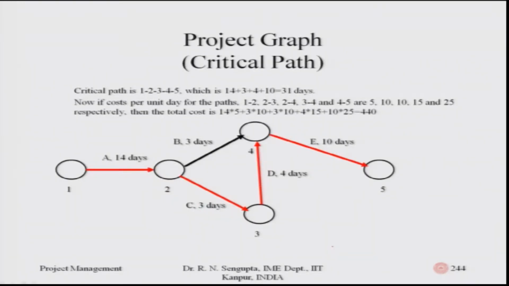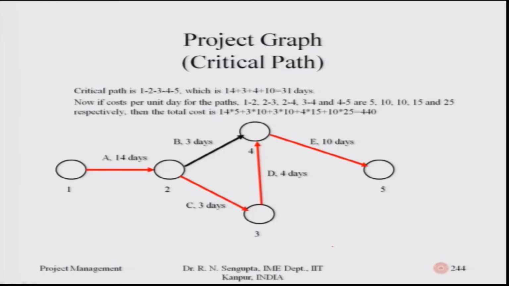So, as I mentioned in the last diagram, the critical path is basically as shown, the red one, which is 1 to 2, 2 to 3, 3 to 4 and 4 to 5. Now if the cost per unit for the paths 1-2, 2-3, 3-4, 4-5 are correspondingly given as 5, 10, 15 and 25, then the total cost would be 14 multiplied by 5 for the first set. Then for 2 to 3, it is 3 multiplied by 10, which is the second one.